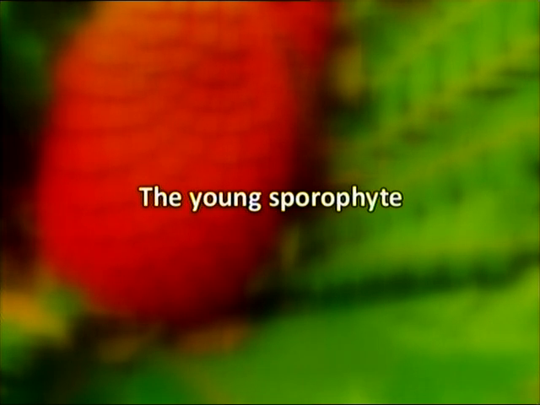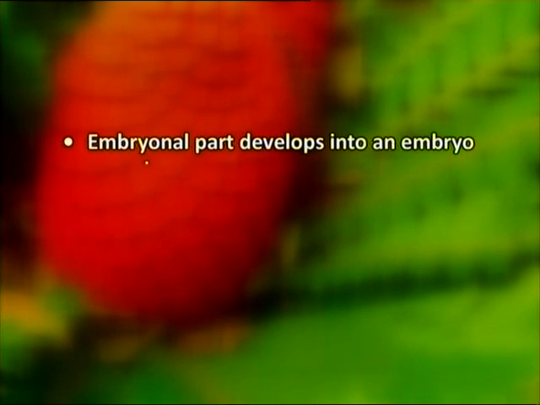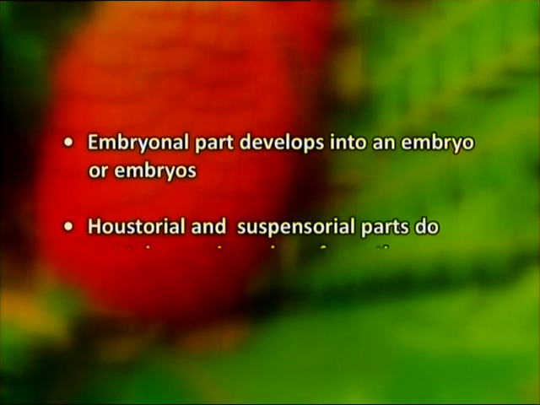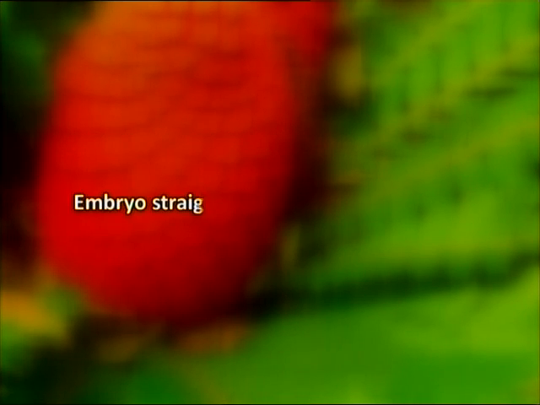Now the young sporophyte. After fertilization, the zygote is formed. In Gymnosperms, the development of zygote is meroblastic, in which only the embryonal part develops into an embryo or embryos, while the hypophysial and suspensorial part do not take part in the formation of embryo. Embryo is straight with exception in Bennettitales.